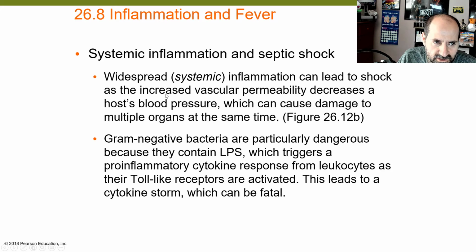So what's systemic shock and systemic inflammation? Septic shock, systemic inflammation, widespread. This is when the infection goes throughout the body, and this can cause multiple organ failure and death due to hypovolemic shock. So your blood pressure goes down, and this can cause multiple organ failure.